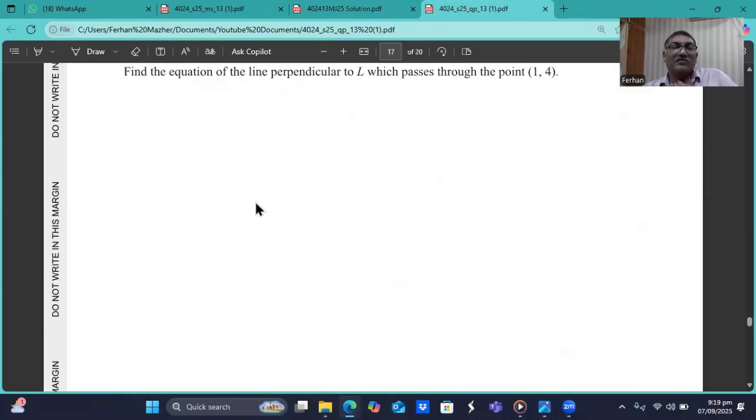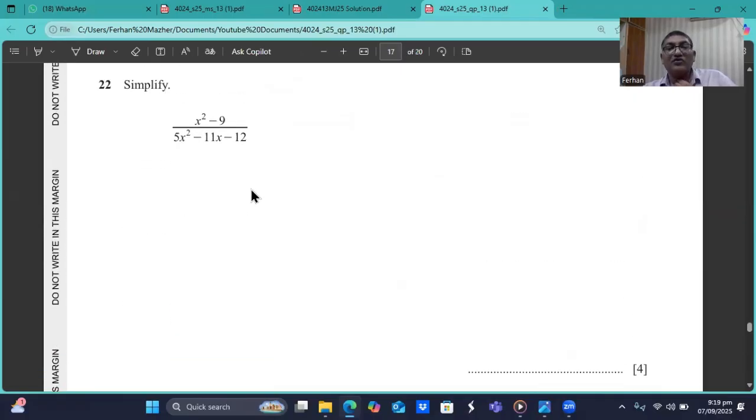So that was question number 21, a 4-mark question. Then we have question number 22. This is also of 4 marks. This question is on simplifying. This is x square minus 9. You can write it as x square minus 3 square and then apply the formula. You remember a square minus b square equals a plus b, a minus b.